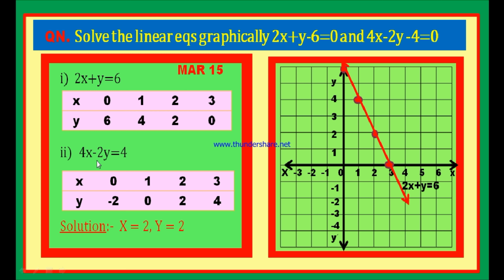Next, take x is equal to 3. 4 into 3 is 12. Plus 12 on the other side, minus 12. 4 minus 12 is minus 8. Minus 2y is equal to minus 8 and y is equal to 8 by 2, which is 4.